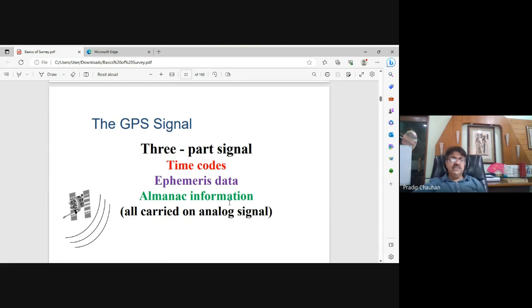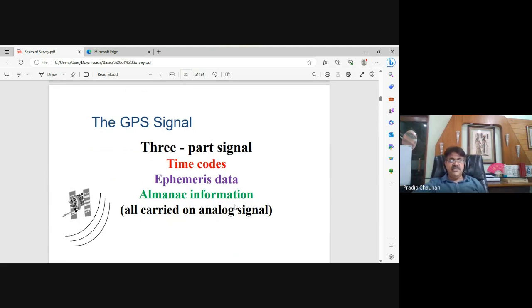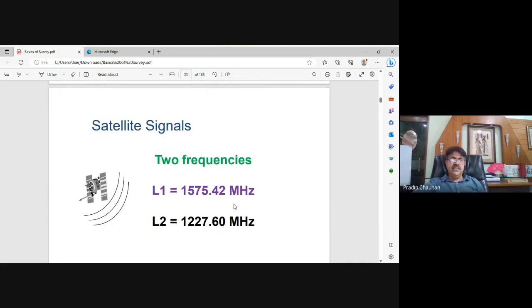In GPS, there are different kinds of signals, time codes, data, and then other almanac information. So that is a signal. These are technical terms. Normally satellites are working at two different signals. One is at 1575.42 megahertz, another is 1227.60 megahertz. And which satellites are giving signals at L1 or L2?